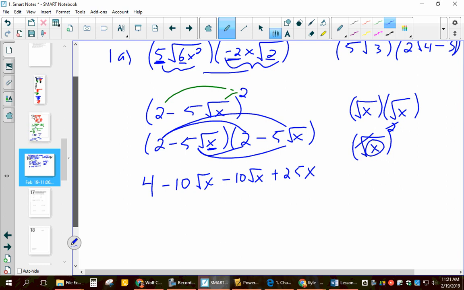Okay, what's the very last thing I've got to do? Combine like terms, right? These are the same, right? They're both root x. So this would be 4 minus 20 root x plus 25x. And that'd be the whole thing. Okay.